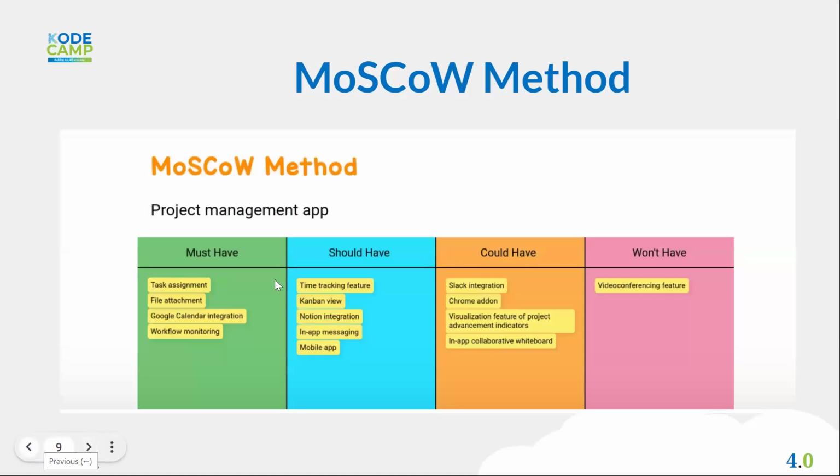So this is a project management app. You have must have, should have, could have, won't have. We all know what a project management app is. Examples are Trello and Notion. We have a whole lot. I can't really remember all of them now. But it just helps you manage your tasks.